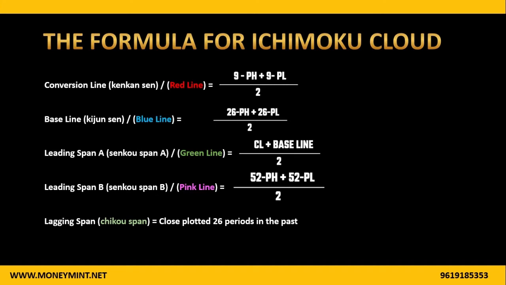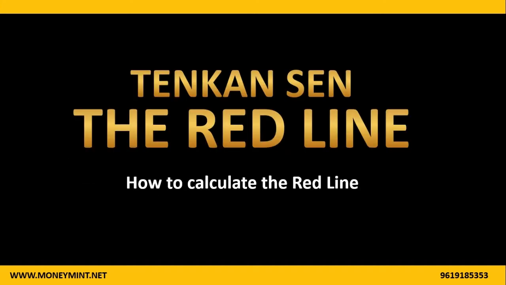So go to any indicator, apply Ichimoku and enter the parameters 9, 26, 52 and again 26. So you will get this structure. After that we will see each and every part of the market. In this video we are going to see the Tenkan-sen, the red line, how to calculate the red line and how to use the red line.